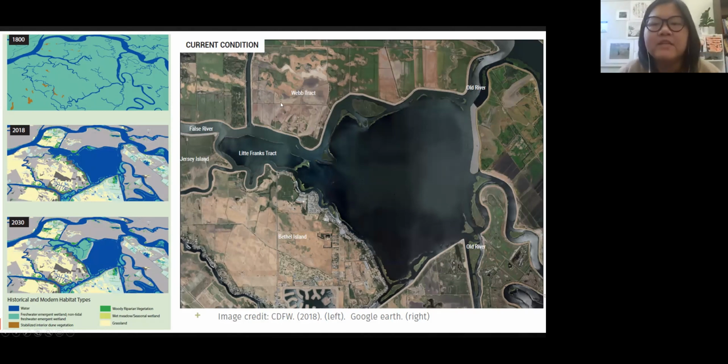But so this is one of the examples. This is called Frank's Tract, and this little portion is called Little Frank's Tract, and this big body of water is called Frank's Tract. It was a marshland way before, so all of this was marshland. But then later on, because of urbanization, because of the massive levee building process in California, all of this land has been claimed as farming land, as you can see here.